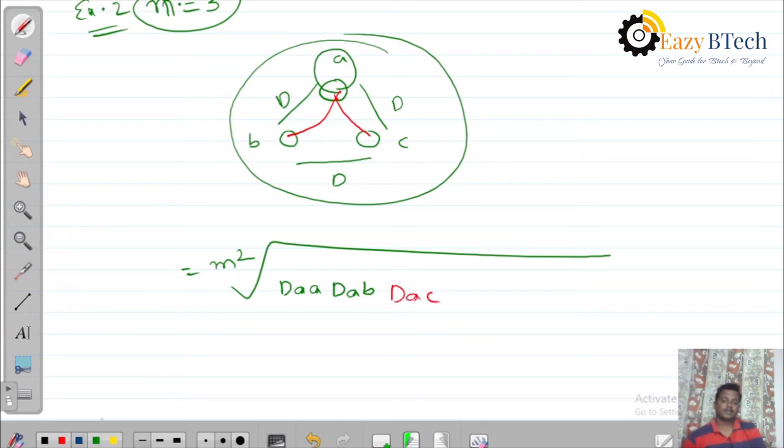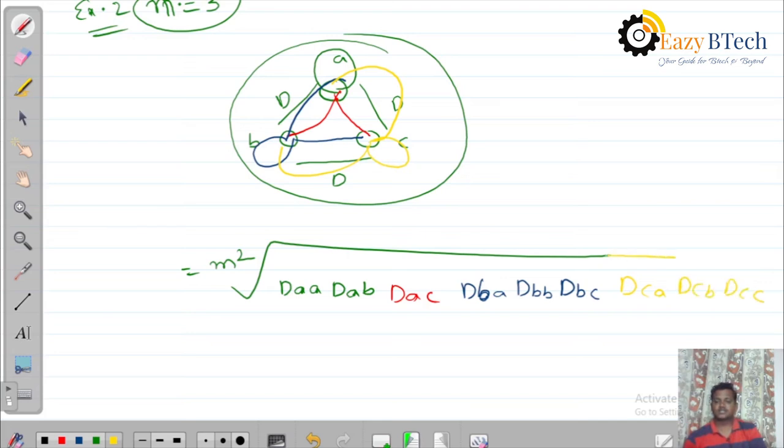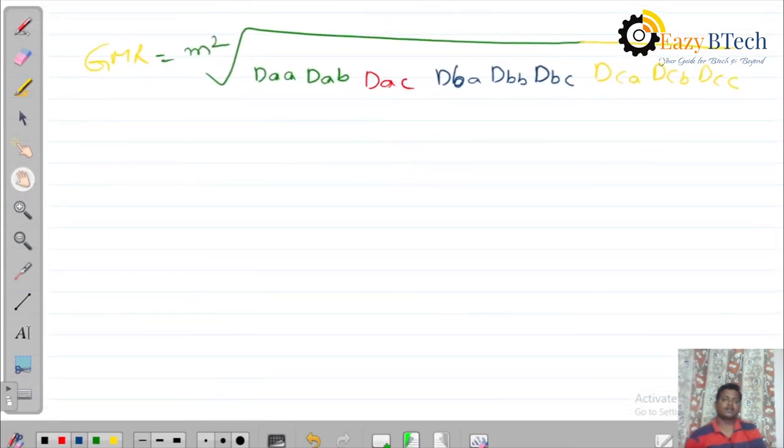Next, from the second conductor, B to A, B to B and B to C: DBA, DBB, DBC. Next, the third conductor, C to A, C to B and C to C: DCA, DCB and DCC. This is the formula for GMR. Now we can calculate M square. Here there are 3 conductors, so it is 3 square.